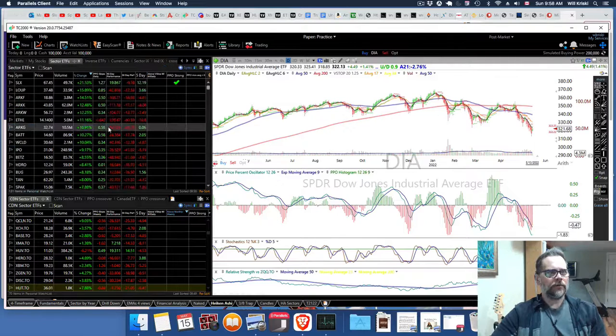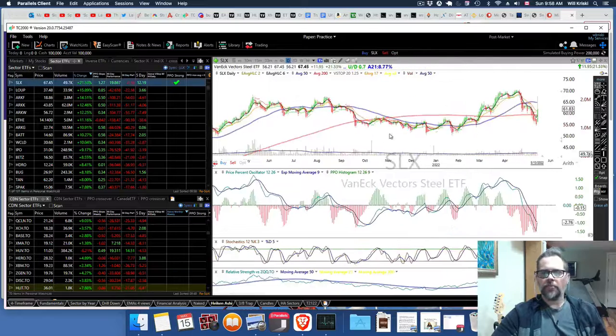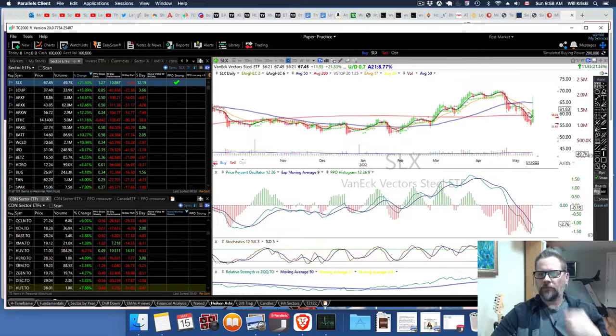I could go into sectors. Obviously, I've got a whole bunch of sectors that I have, which is, instead of buying the index, I like to buy the sectors, or you could even buy stocks. So if you look at the steel sector, that went up huge. It's a green volatility stop. It's above the green volatility stop, a huge 21% gain.